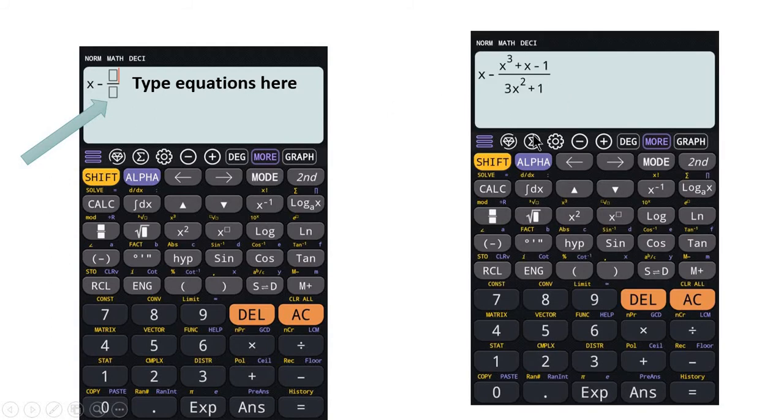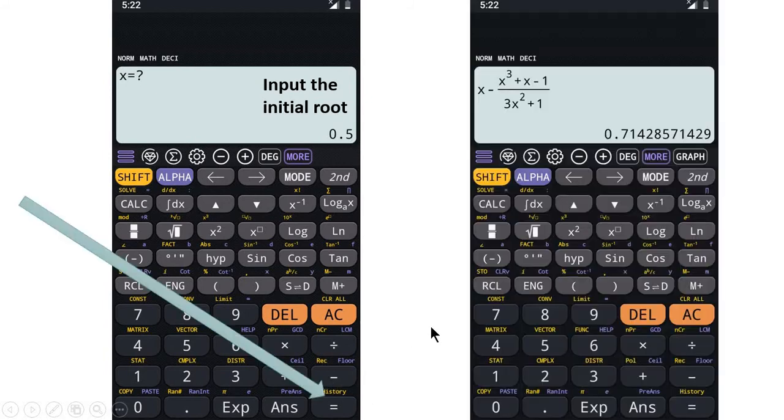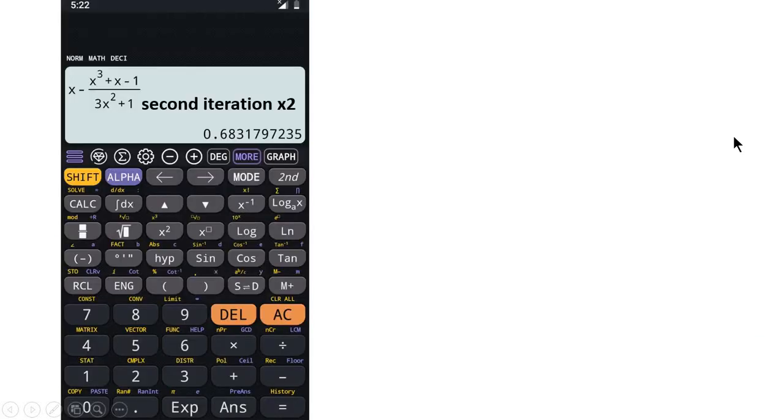Once you get this equation, press CALC. The calculator will ask you what is the value of x. You have to put the initial root. In this problem, our initial root is 0.5. Press 0.5 and equal to. Immediately the calculator will give you our first iteration. Now this is our x1. Now using this we are finding x2. Press CALC, Ans, equal to. You will get the second iteration.